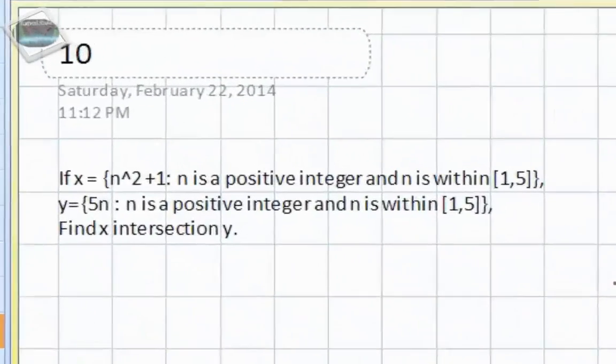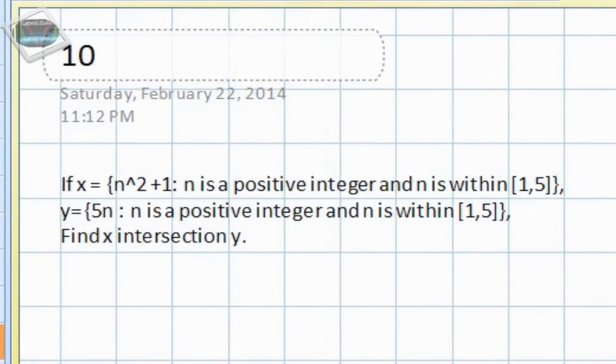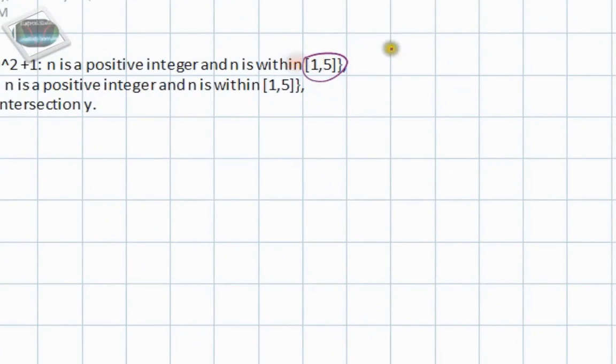Question 10 says if x is n squared plus 1, where n is a positive integer and n is within the closed interval 1 and 5, and y equals 5n, where n is a positive integer and n is within the closed interval 1 and 5, find x intersection y. Now I want to note a few things. First off, this right here is labeled a little bit differently in the question. It's written like this.